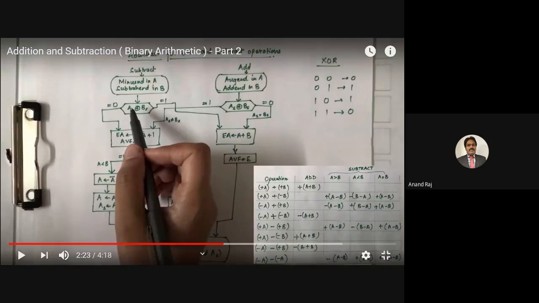Okay, this is how addition and subtraction is done in your computers. Computers use successive addition to multiply and successive subtraction to divide two numbers. So once this is clear, we'll move further. This is how addition and subtraction is done.